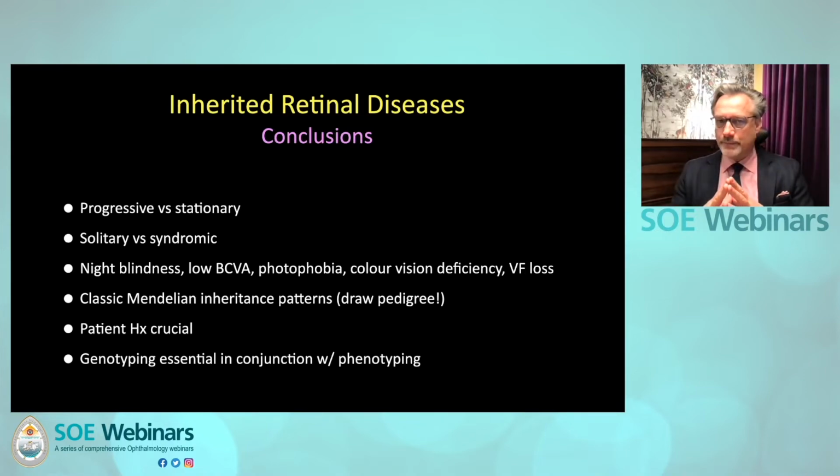Classic Mendelian inheritance patterns are applicable, and so therefore do draw a pedigree. It'll enlighten you as far as problems of the patients are concerned. And patient history taking, as I said, is crucial. Genotyping has to happen to confirm the clinical diagnosis.